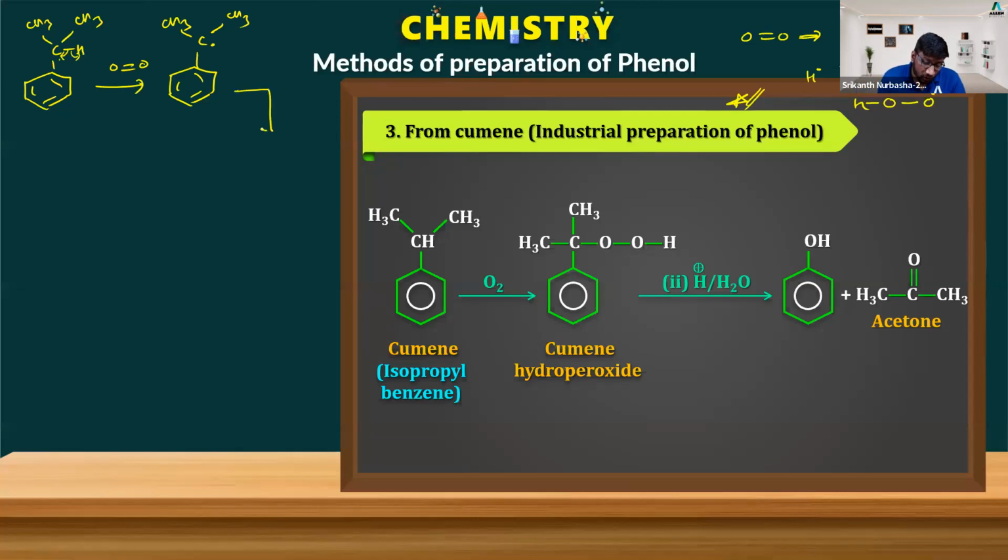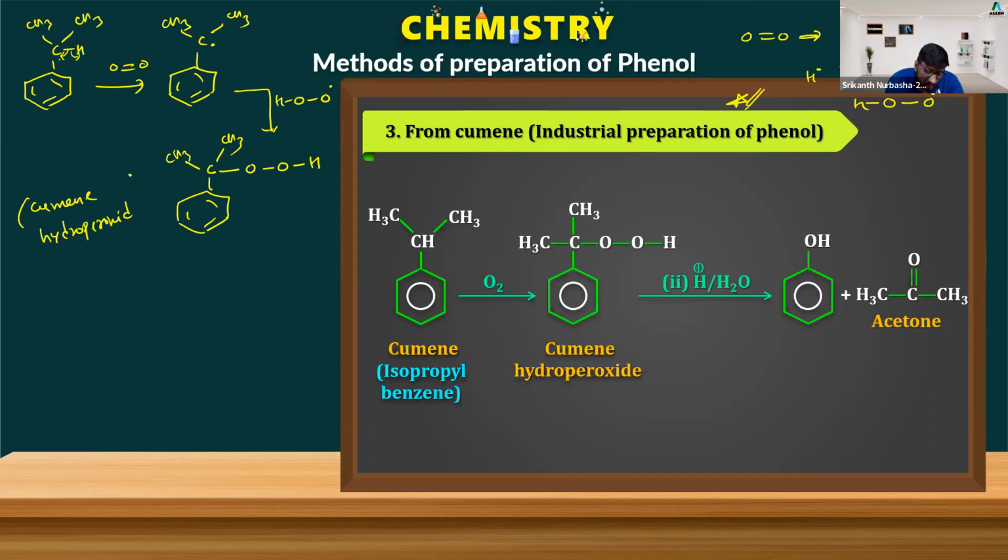That HOO dot will be reacting with this carbon. The free radicals are going to be combined. You are generating cumene in this fashion. That is, cumene hydroperoxide is obtained. C CH3, CH3, carbon connected to oxygen, oxygen single bond and OH. This is nothing but your cumene hydroperoxide. This will happen at high temperature or sunlight, a free radical path.